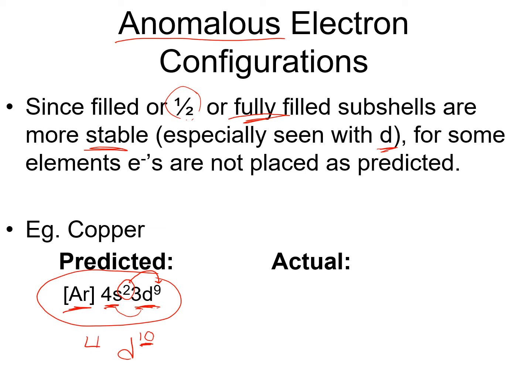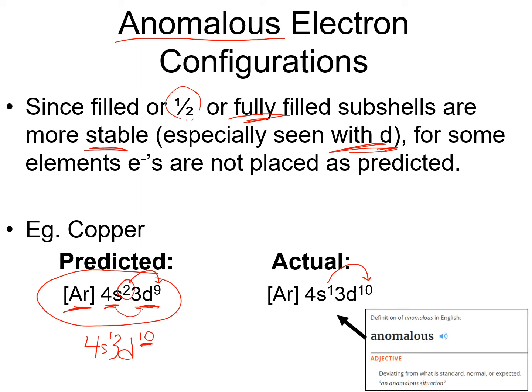But it does come at the cost of the 4s, which is now down to 1, and the 3d subshell is up to 10. So the actual electron configuration for copper, as we can see written on the periodic table, has moved one of the electrons out of the 4s and put it into the 3d, because having a full d subshell happens to be a stable configuration. And this can happen with a half-filled d subshell as well.